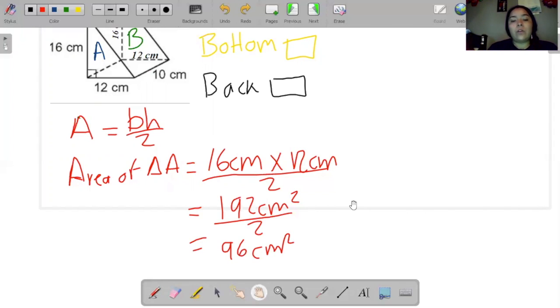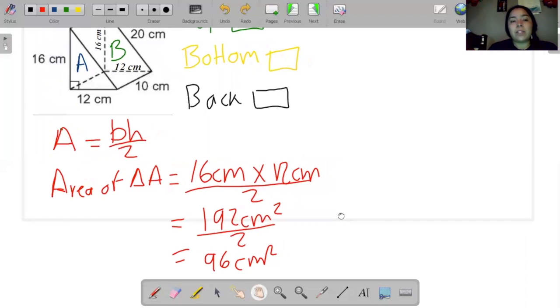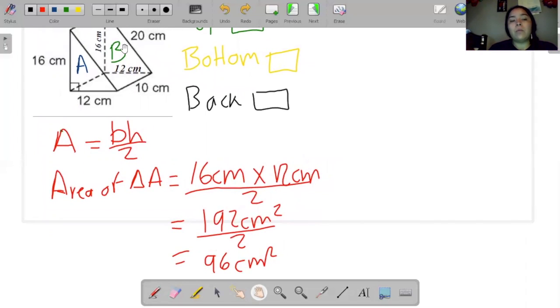So since we know that triangle A and B have the same area, then triangle B will also have an area of 96 centimeters square. So let's write that down. So this will have an area of 96 centimeters square as well. So now let's find the area of each rectangular face.